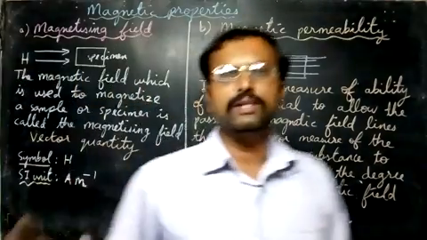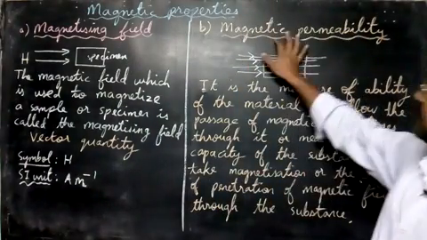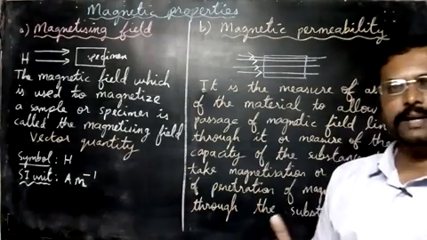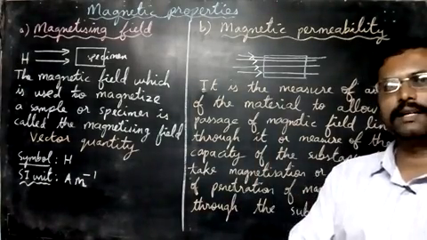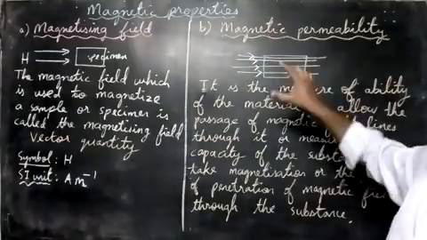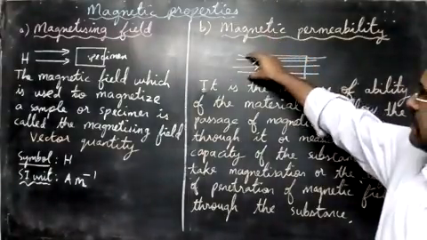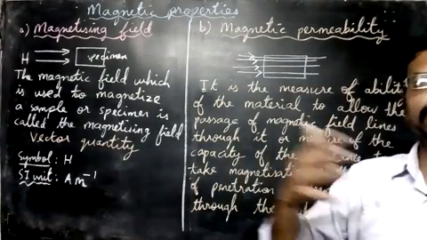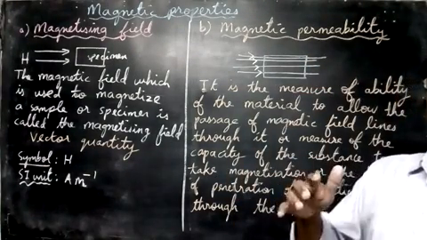Next we go to the second one, that is magnetic permeability. See, all the materials are not equal. Some materials will allow magnetic field to go more easily, some will allow less only. That is called magnetic permeability. As you can see, this is a sample here, and there are many lines which are going inside. That means it allows more magnetic field lines to pass through. Some will not allow that.